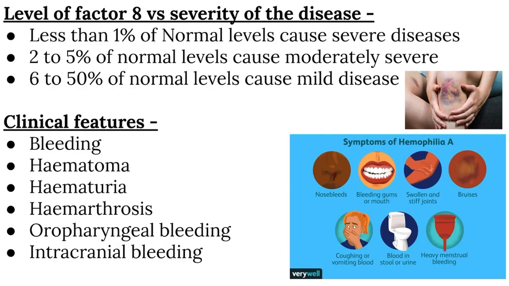So the level of factor 8 versus the severity of the disease. Less than 1% of factor 8 causes severe disease. 2 to 5% of normal levels causes moderate to severe disease. 6 to 50% of the factor 8 or 9 of normal levels causes mild disease. Clinical features: bleeding, hematoma, hematuria, hemarthrosis or oropharyngeal bleeding, intracranial bleeding. That means there will be excessive hemorrhage.